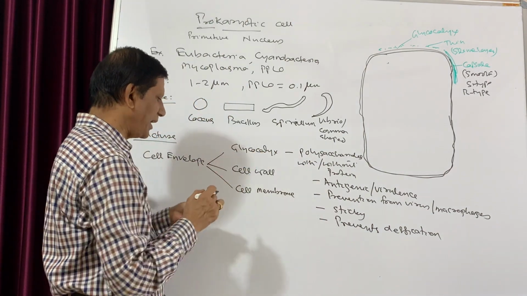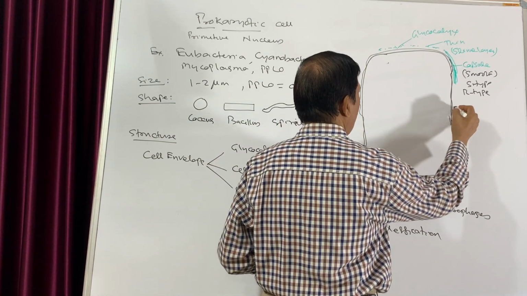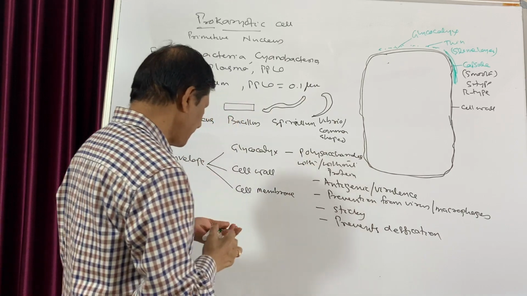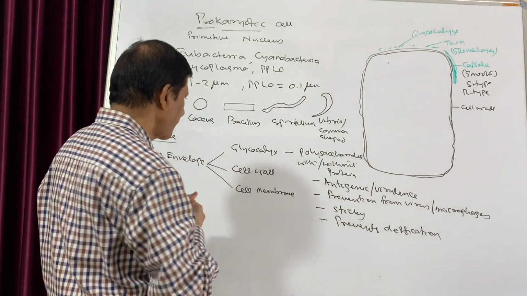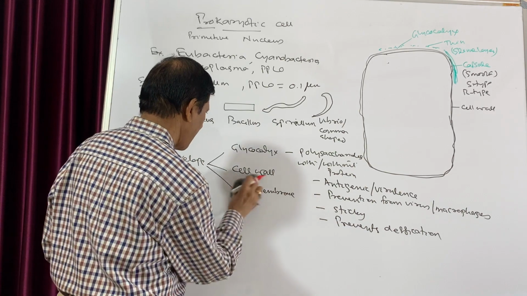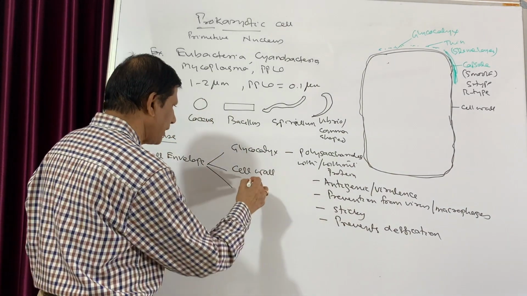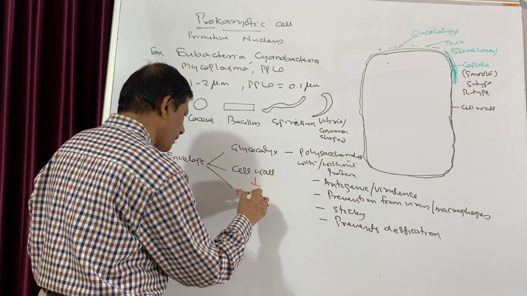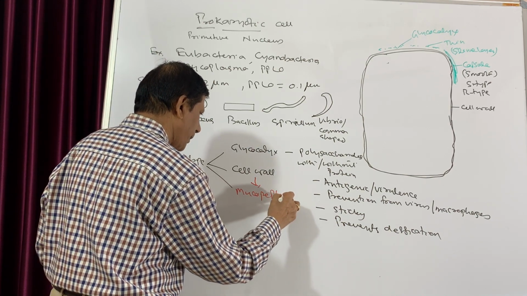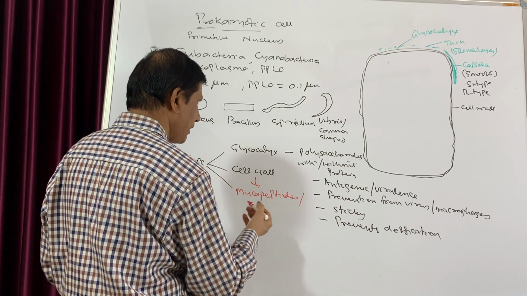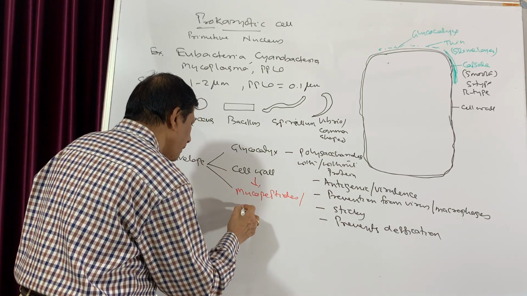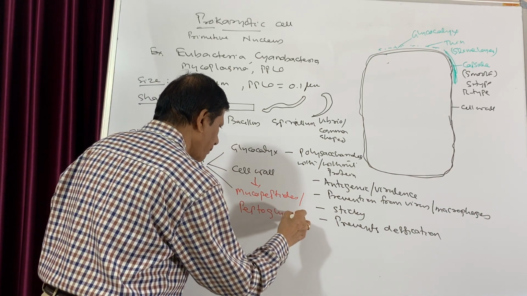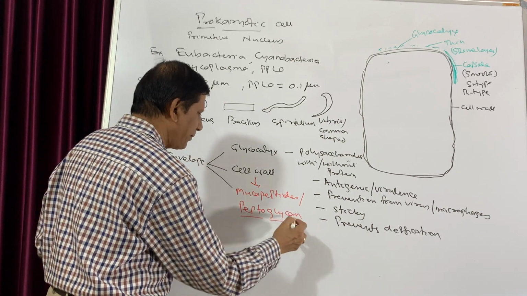Then below this glycocalyx, this layer is known as the cell wall. This is the cell wall. Usually, the cell wall is made up of mucopeptides, or maybe we can say peptidoglycan. So pepto means protein, glycan means carbohydrate.